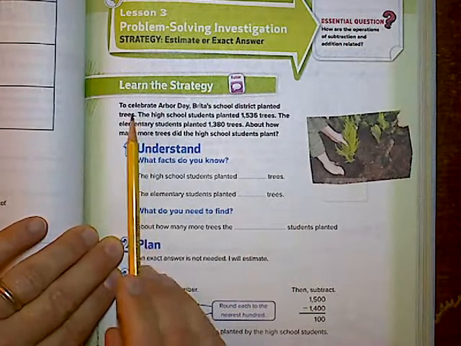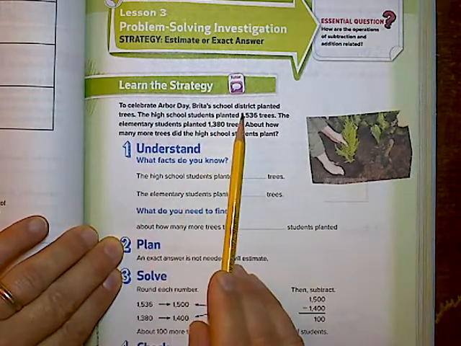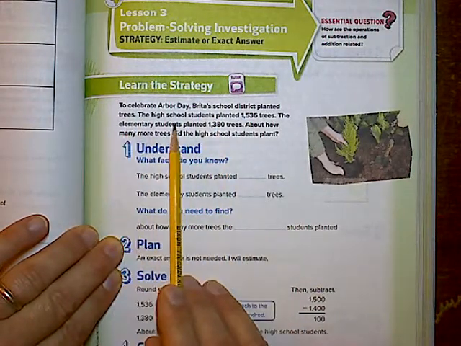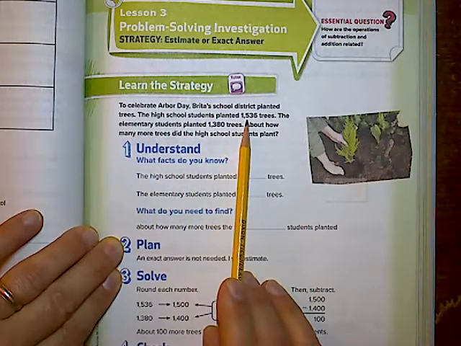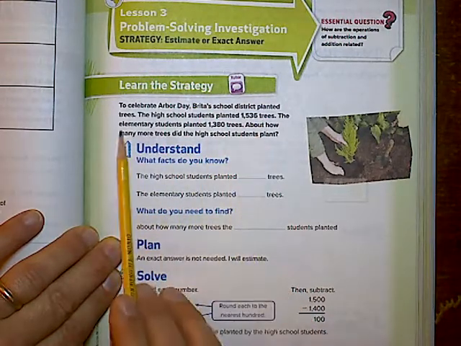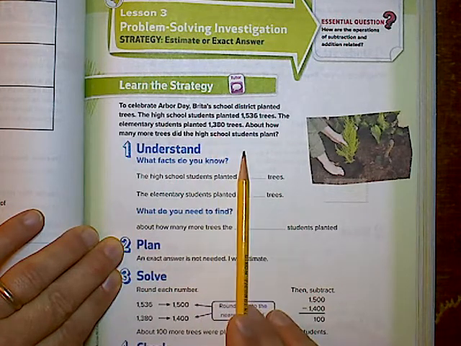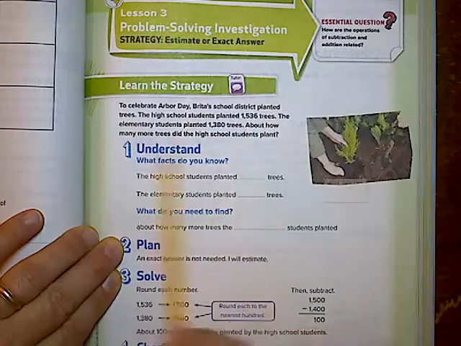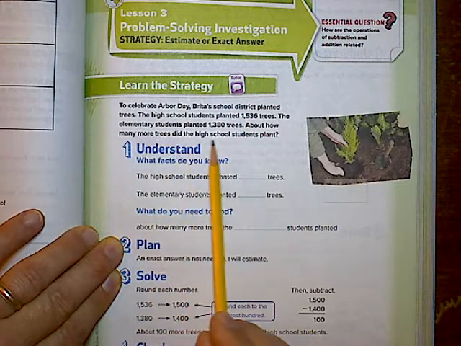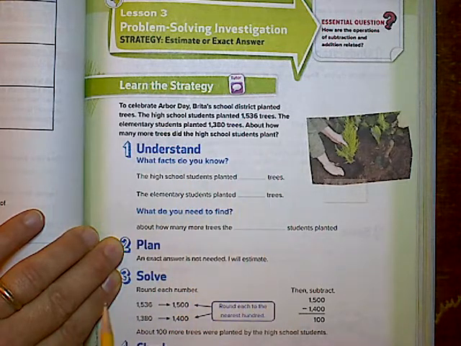This problem says, to celebrate Arbor Day, a British school district planted trees. The high school students planted 1,536 trees. The elementary students planted 1,380 trees. About how many more trees did the high school students plant?